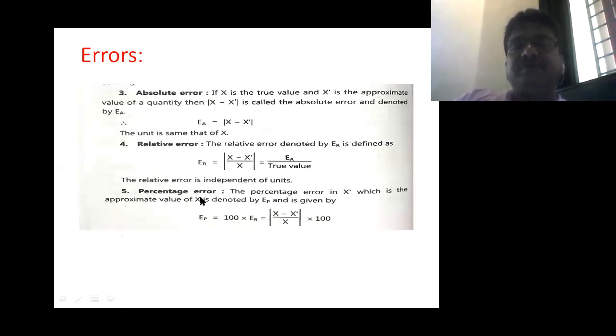Then the definition of percentage error. The percentage error is what? A relative error into 100 is the percentage error. That is, this is relative error. Mod x minus x dash divided by x into 100 is the percentage error.